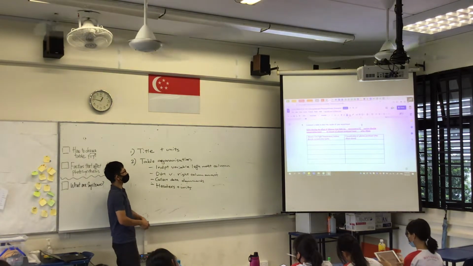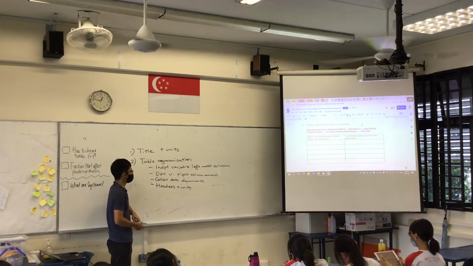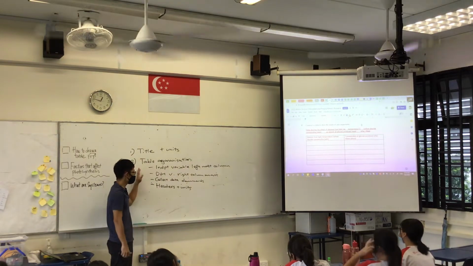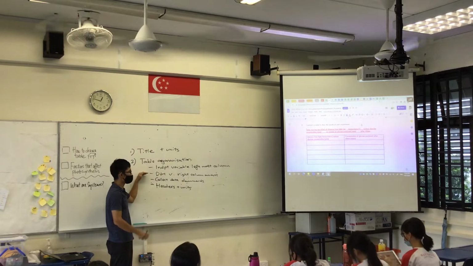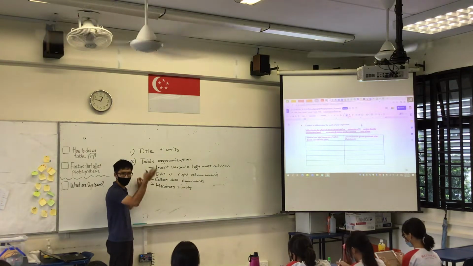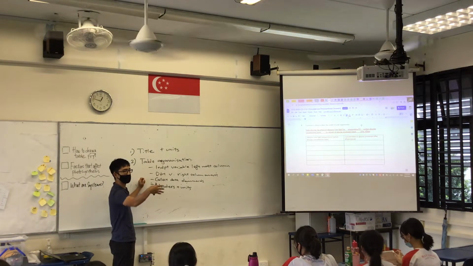Okay, so far, to draw a good table, number one, you should have a title with units. Number two, your table organization should be well done. The independent variable should be at the leftmost column. Everything else goes to the right. From the right column onwards, you should collect the data preferably downwards. Don't let your data extend horizontally across the page.